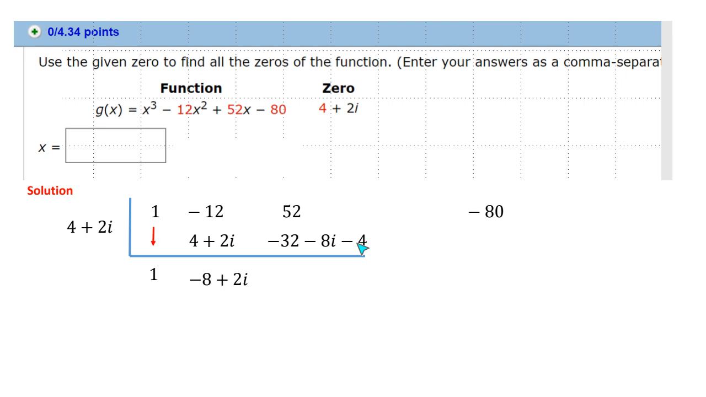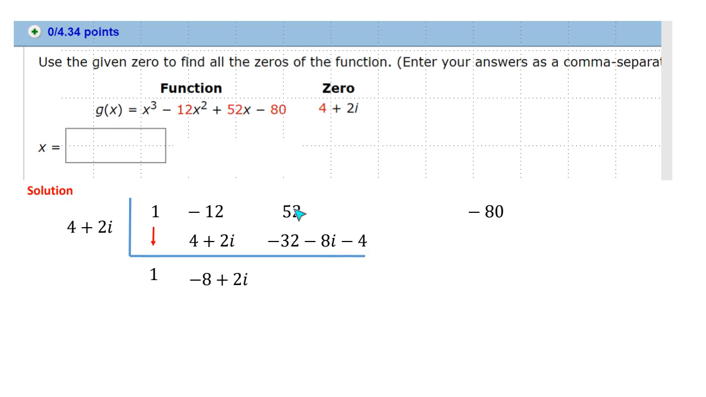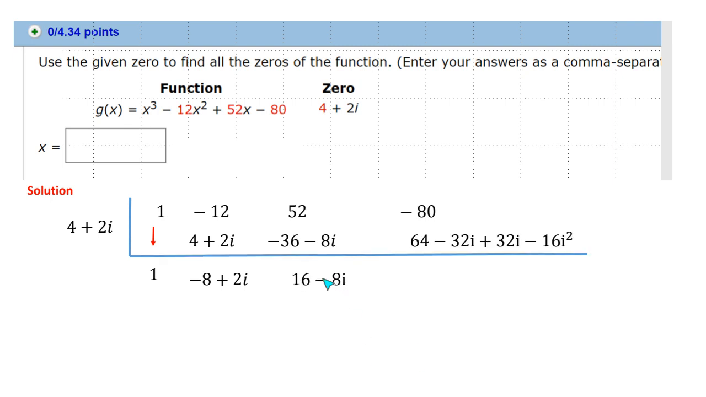Okay, so that's how we ended up here. So I added to the 52, so 52 plus negative 32 minus 4 gives me 16. So let me go back. 52 minus 32 is 20, minus 4 gives me 16, minus 8i. So then we do again 4 plus 2i times 16 minus 8i.